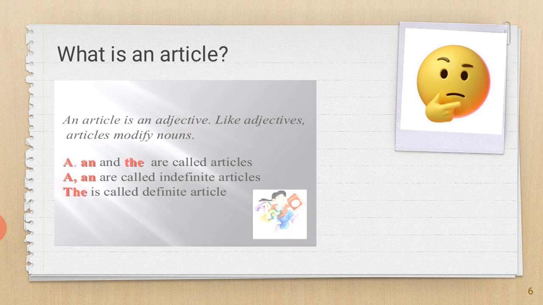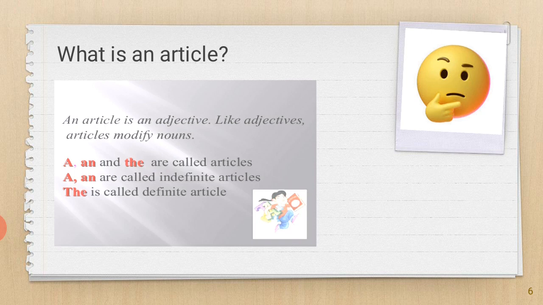Like adjectives, articles modify nouns. Modify nouns means to further enhance it. A, an, and the are called articles. A and an are indefinite articles, and the is the definite article.